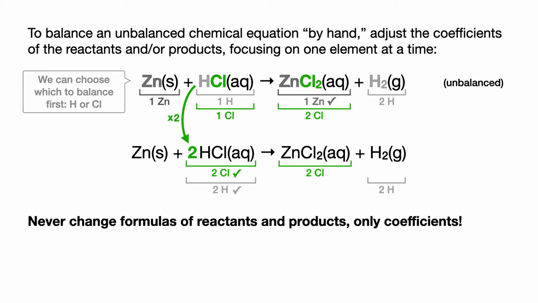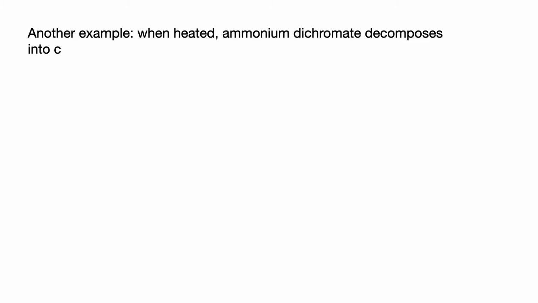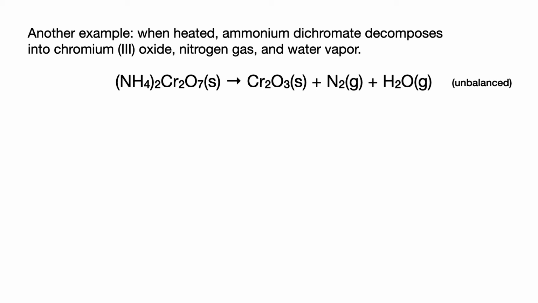So let's look at another example. When it's heated, ammonium dichromate decomposes into chromium 3 oxide, nitrogen gas, and water vapor. So that's a description in words of a chemical process. The unbalanced chemical equation would be (NH4)2Cr2O7, which is a solid under normal conditions, reacts to form Cr2O3, also a solid, plus dinitrogen gas and water vapor, H2O gas.